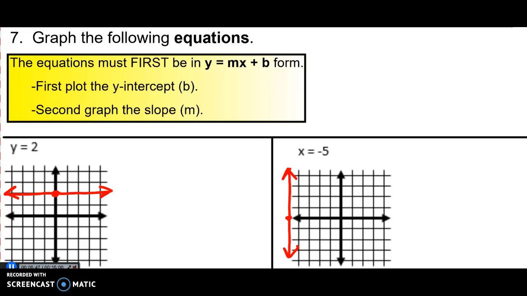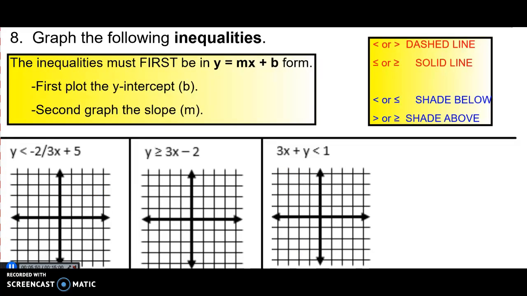All right, so now we've graphed equations, and we're going to move on to question 8, which asks us to graph inequalities. We're still going to follow these same steps that we did on the previous screen, but now we have new things that we need to think about. First, if we have just the less than or the greater than sign, we do a dashed line. Now, if we have less than or equal to or greater than or equal to, that's when you do the solid line. So if you say the word equal, when you read it, you need to use a solid line.